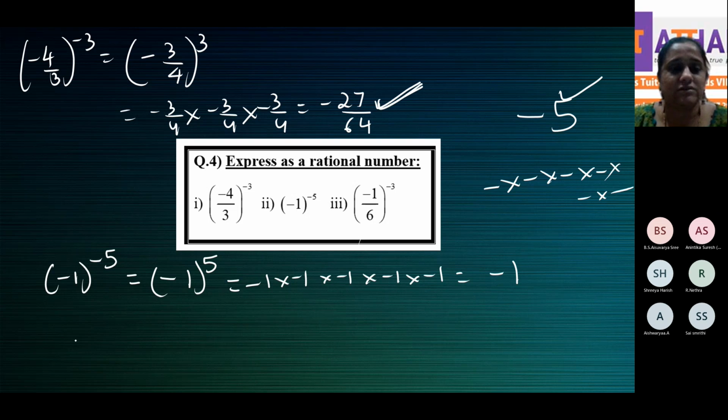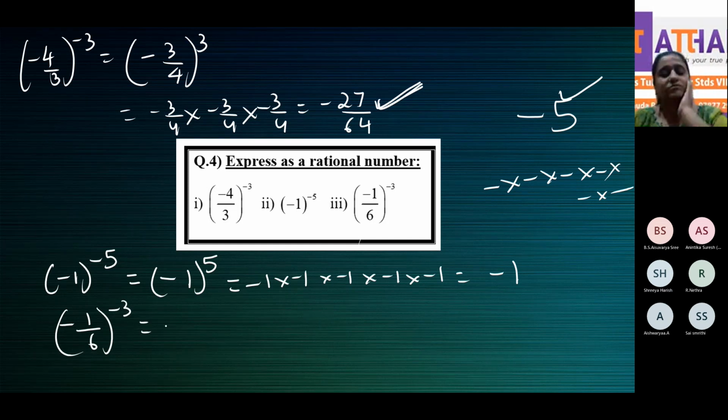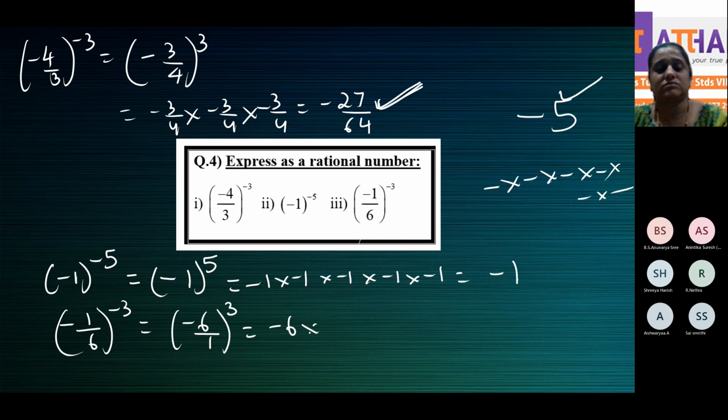Last one, who wants to try? Ma'am, Sai Smriti, can I try? Yes, Sai Smriti, please tell me. Minus 216. Yeah, the steps. Minus 6 by 1, power 3. Very good. Is equal to minus 6 into minus 6 into minus 6. Very good. Which is minus 216. Very good.